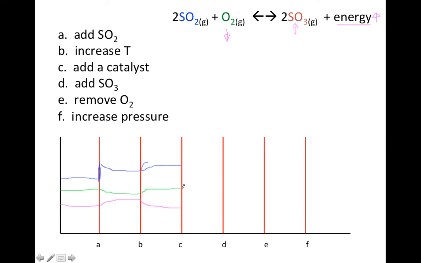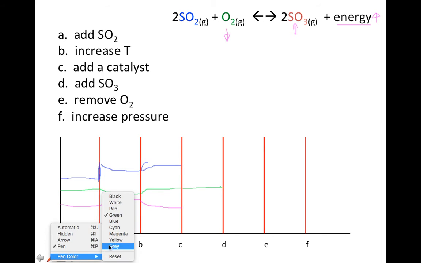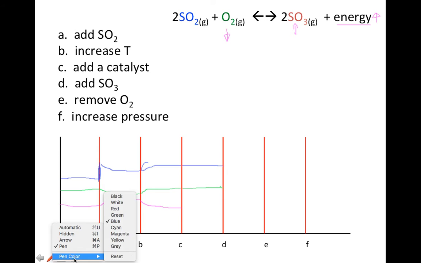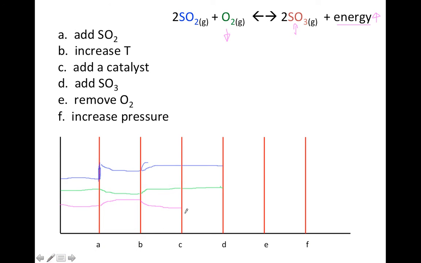Now we add a catalyst, and the equilibrium just carries on merrily. So these should just be flat lines. That was semi-decent. And this one is flat. So catalyst, we stay at the same equilibrium position.